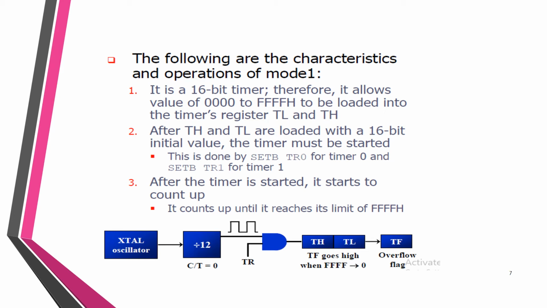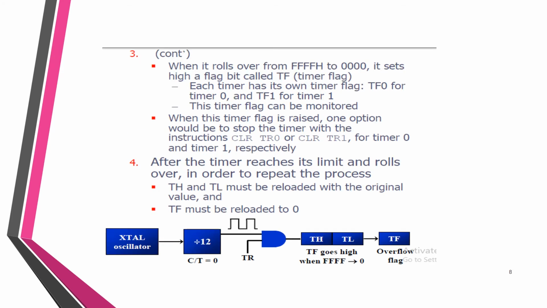So this is a pictorial view of what TR is going to do, and whenever there is an overflow, it is going to take the decision. When it rolls over from FFFF to 0000, it sets high a flag bit called the timer flag, that is TF. Each timer has its own timer flag, TF0 for timer 0 and TF1 for timer 1. This timer flag can be monitored.